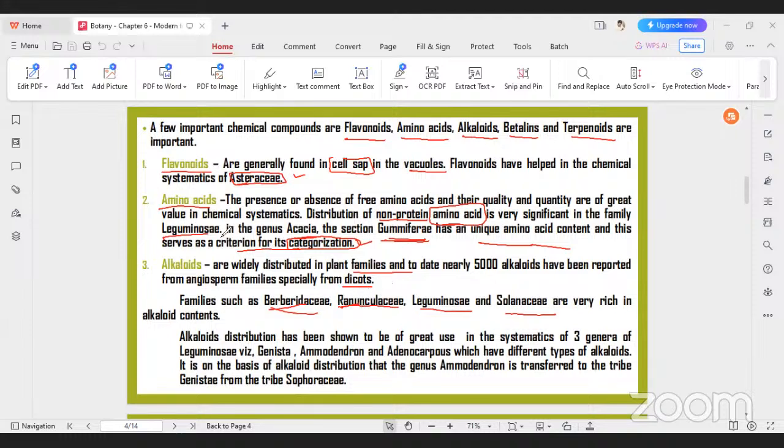The Leguminosae are classified based on amino acid content, and also alkaloid content. The alkaloid distribution has been shown to be of great use in the systematics of three genera of the Leguminosae, mainly Genista, Ammodendron, and Adenocarpus, which have different types of alkaloids. So in the Leguminosae, the Genista species, Ammodendron, and Adenocarpus have different types of alkaloids.